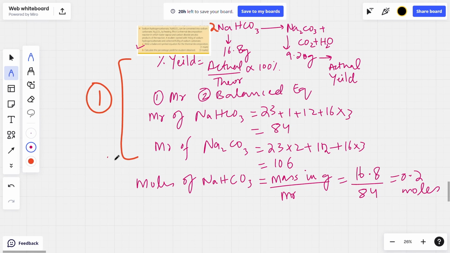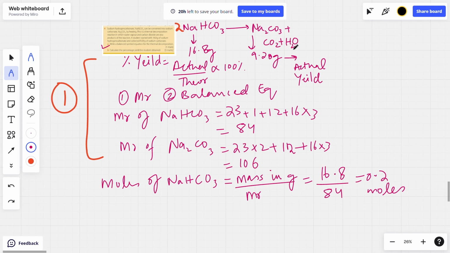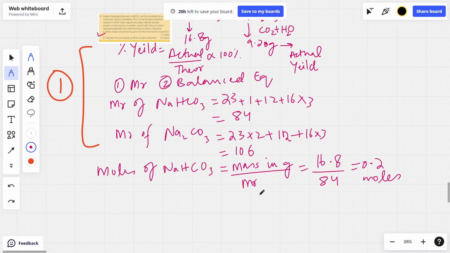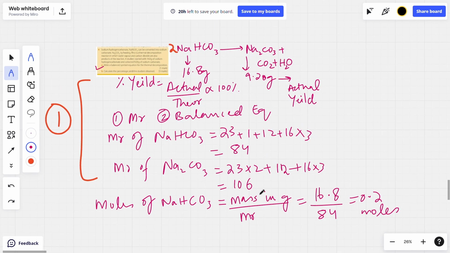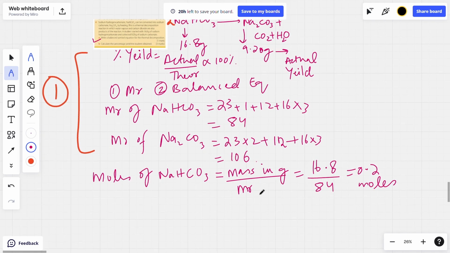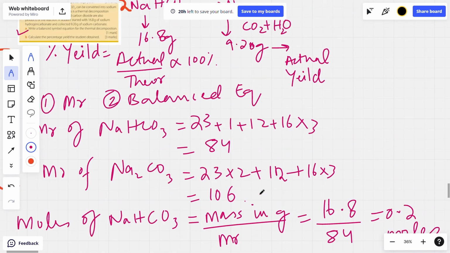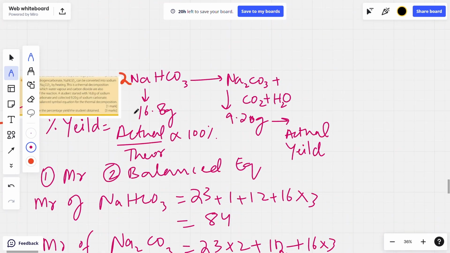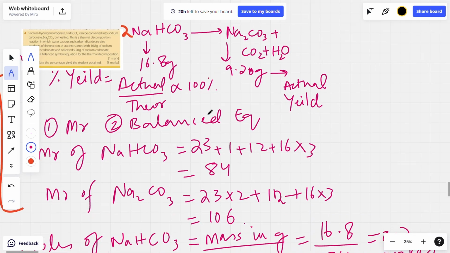Okay, now we will find out the moles of the sodium carbonate. As you can see, we can't put the value of 9.20 in the formula to find out the moles, because this is the actual yield. In order to find out the theoretical yield, we will find out the number of moles of the sodium carbonate through the ratio method. From the balanced chemical equation, you can see that 2 moles of sodium hydrogen carbonate produce 1 mole of sodium carbonate.